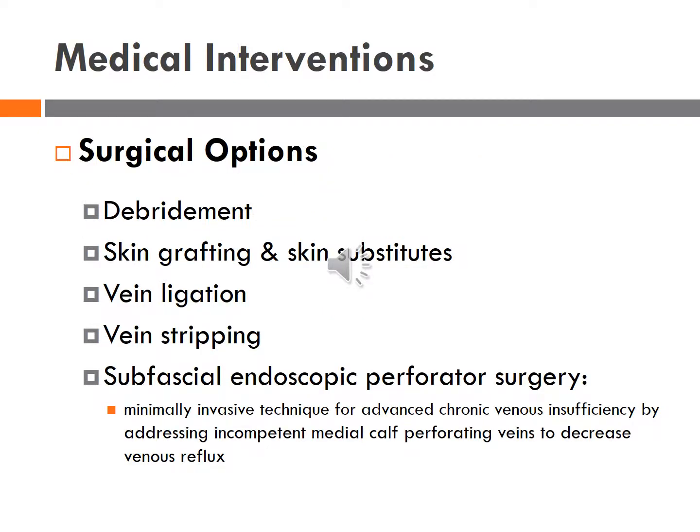Surgical options for venous insufficiency wounds include debridement, skin grafting and skin substitutes, vein ligation, vein stripping, or a technique for advanced chronic venous insufficiency called subfascial endoscopic perforator surgery. This surgery addresses the incompetent perforating veins, which then decreases the venous reflux and improves blood flow.